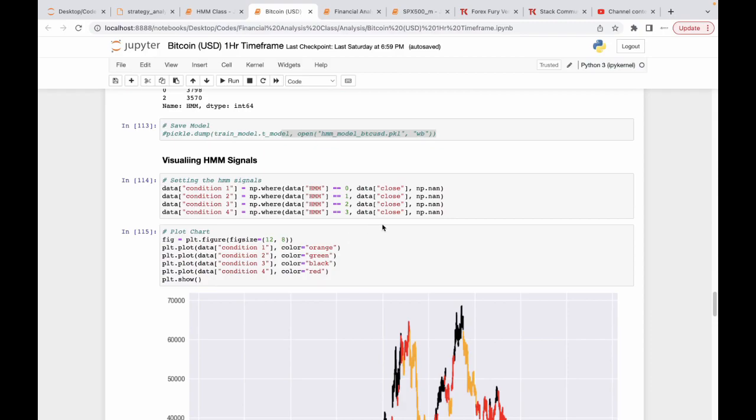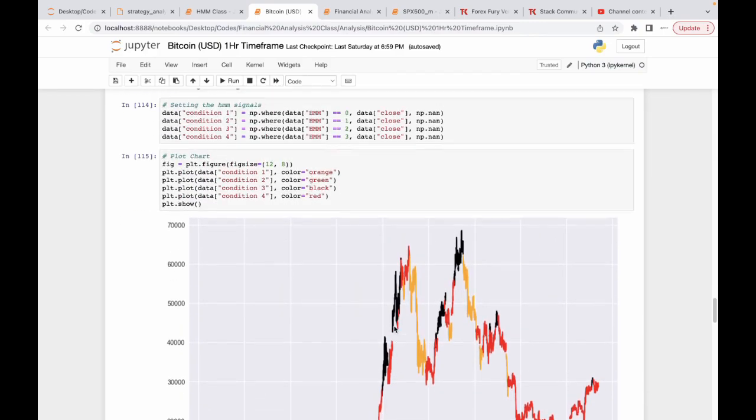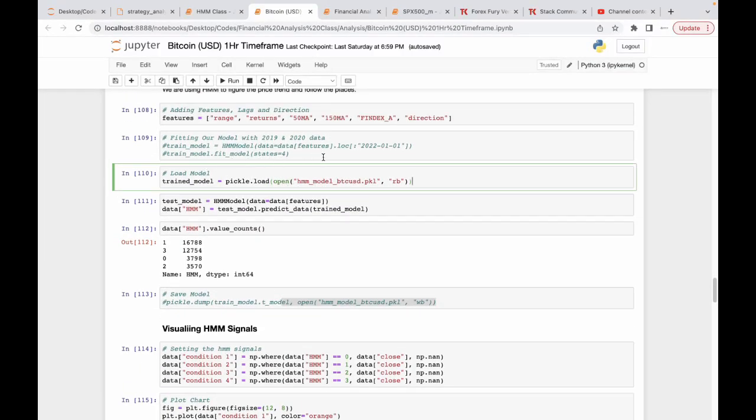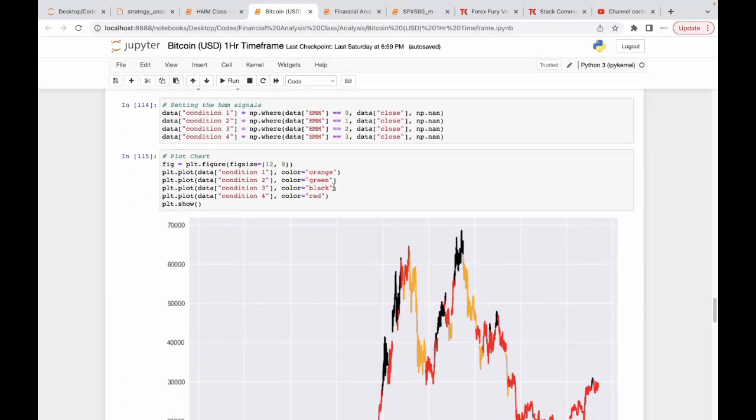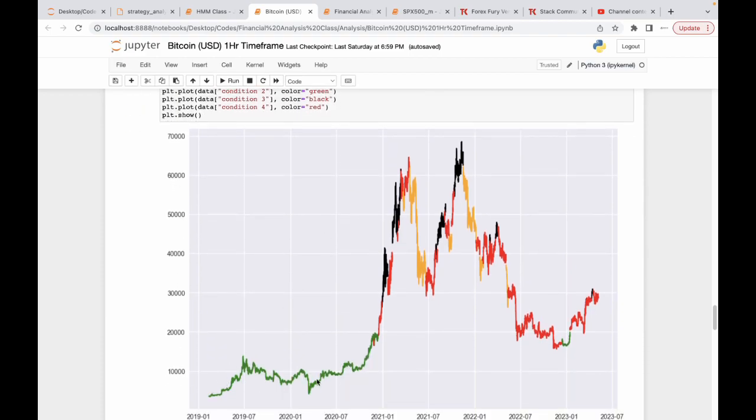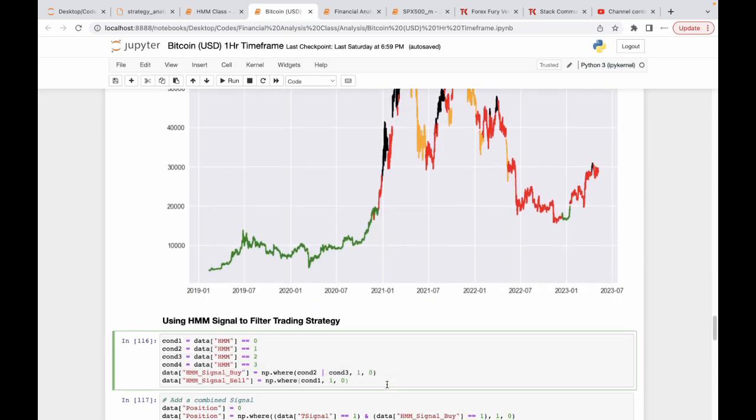Okay, so I plotted the signals here, and you can see the HMM. We basically divided the market into 4 states here. If you look at the code, we asked the HMM model to provide us 4 instances of the market. So we have the green, the red, the black, and the orange. These are 4 instances of the market, and basically what we are trying to do is look at the conditions to know which conditions are favorable for buy positions or sell positions.